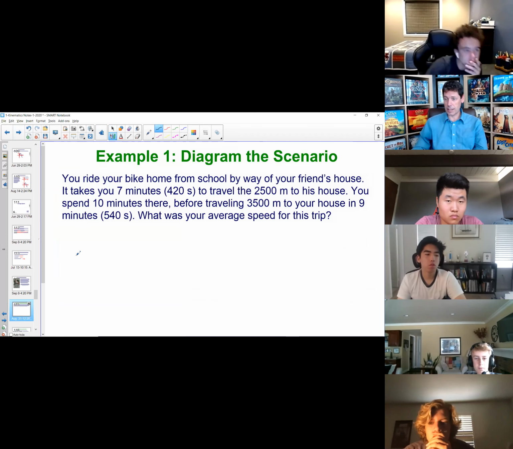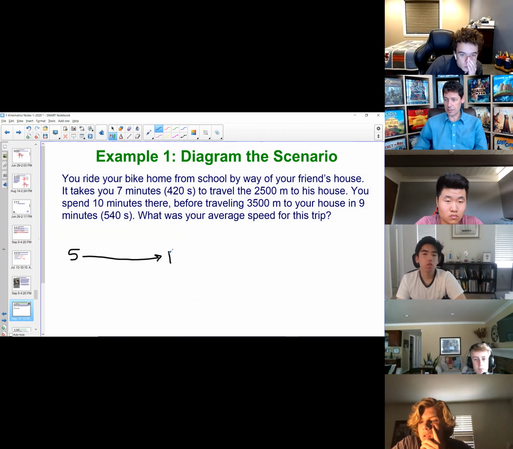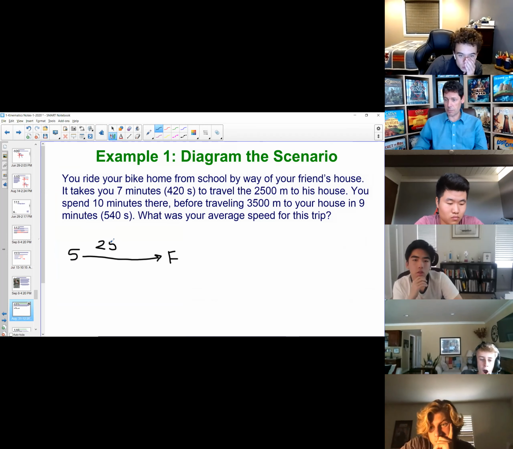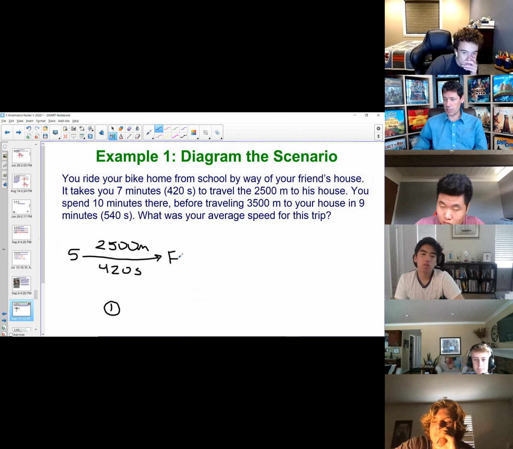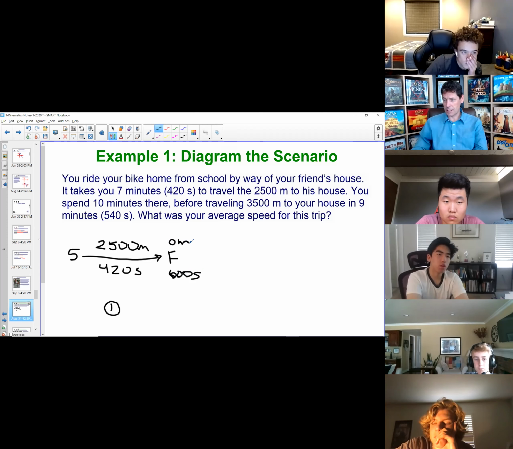Same scenario here, but we can say, okay, we started at school and we went to our friend's house. And that was a distance of 2,500 meters. And it took 420 seconds. So that was the first part. That's like segment 1. And then after that, we stayed at our friend's house for 10 minutes. So we stayed at our friend's house for 600 seconds. And that means since we were just staying at their house, we traveled 0 meters, right?